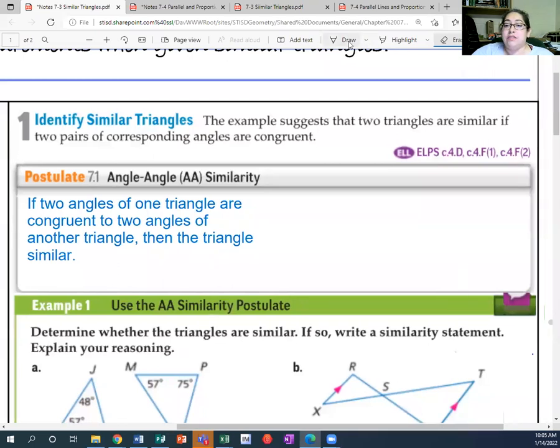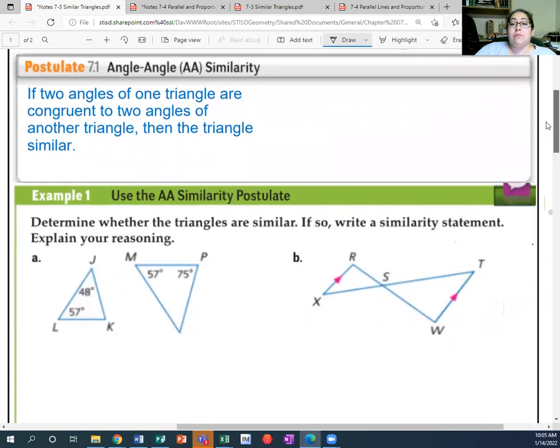All right, let's talk first about how we identify similar triangles. The first way that we have to identify similar triangles is actually a postulate. It's the angle-angle similarity. What it says is that if two angles in one triangle are congruent to two angles in another triangle, then the triangles are going to be similar to each other. This comes from our third angles theorem, which said that if I have two angles in one triangle congruent to two angles in another triangle, then the third angles are congruent to each other.